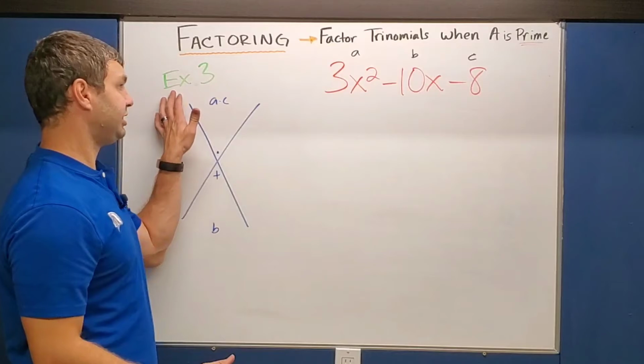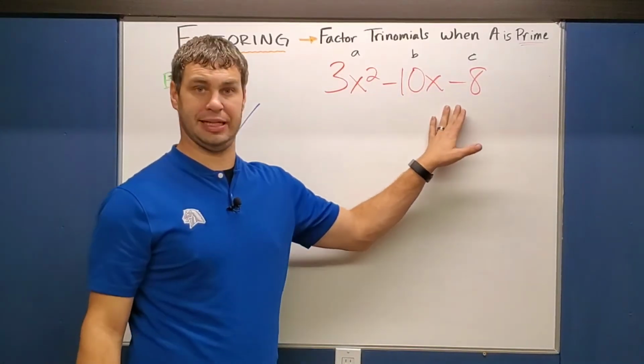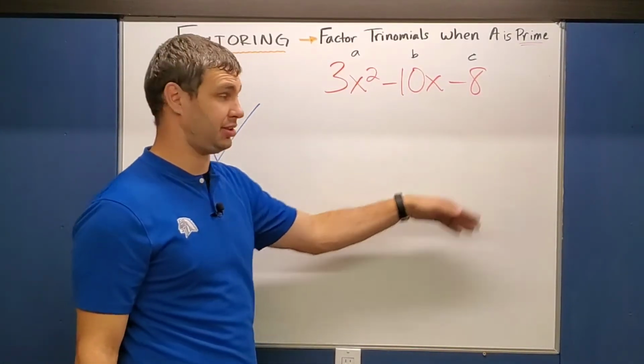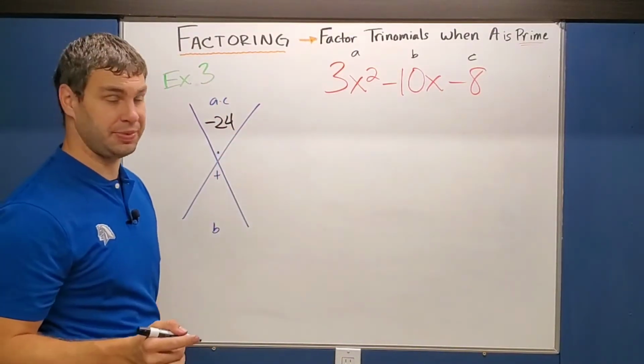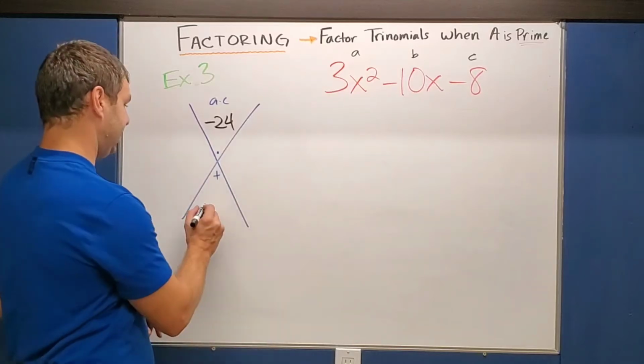All right, my last example, example 3 says 3x squared minus 10x minus 8. So I take my a term times my c term. 3 times negative 8 is a negative 24. It goes on the top of my graphic organizer. On the bottom is going to go my b term, negative 10.